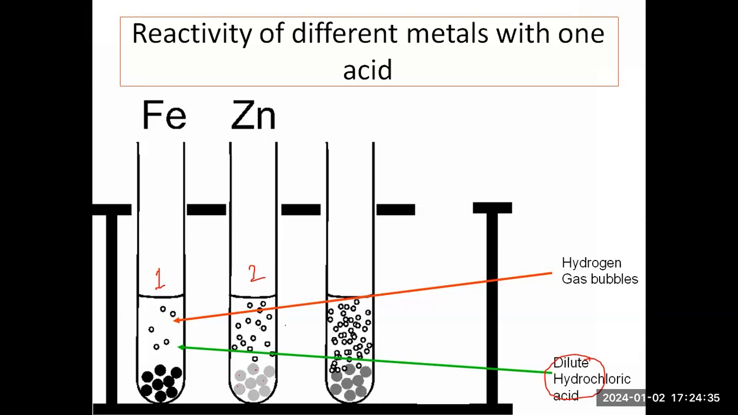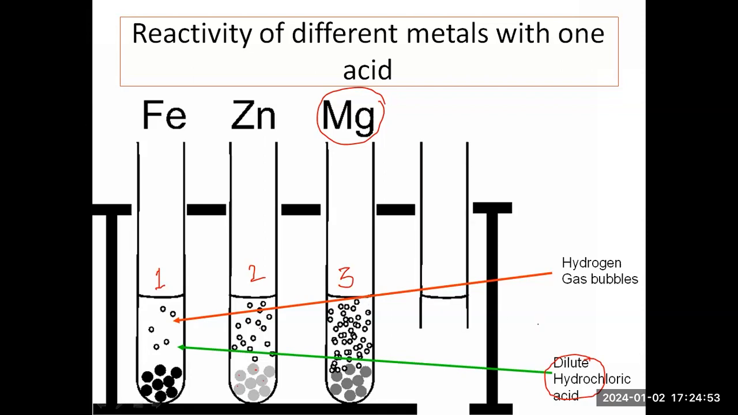Now we have the third test tube. Here again we have the same hydrochloric acid, but this time we have magnesium, the pieces of magnesium. The gas is hydrogen. Again, compare test tube number 3 with first and second. And finally, we have another test tube having hydrochloric acid, but this time we have copper metal. But you don't see any hydrogen gas bubbles in it, right?